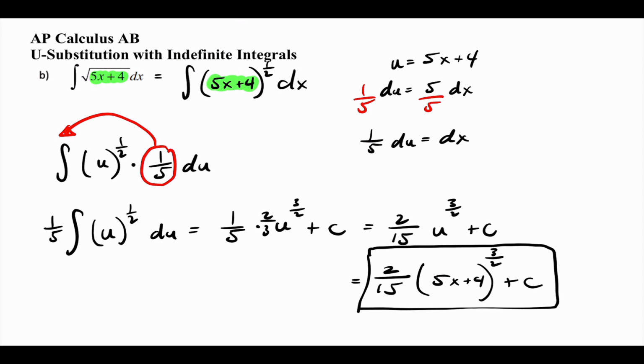1/5 is the constant. 1/5 is just 1/5. It's not 1/5 x, it doesn't have any x's. The x's are all gone. So you move the 1/5 to the front.